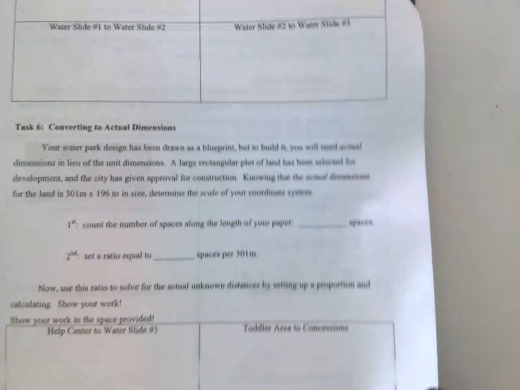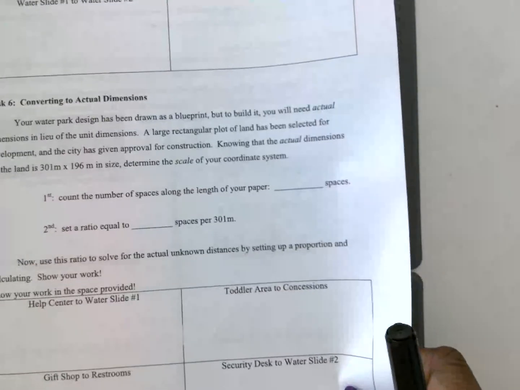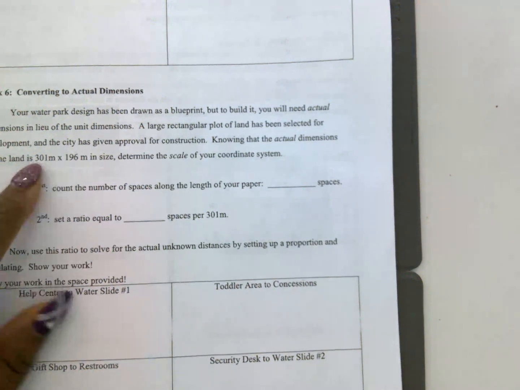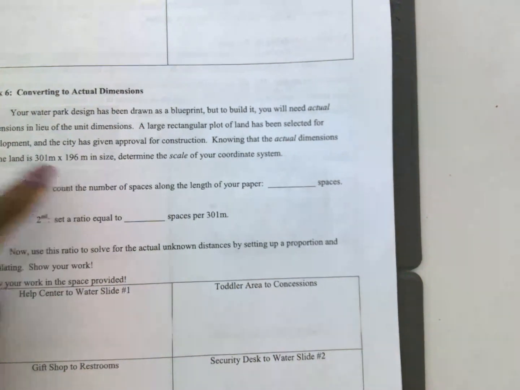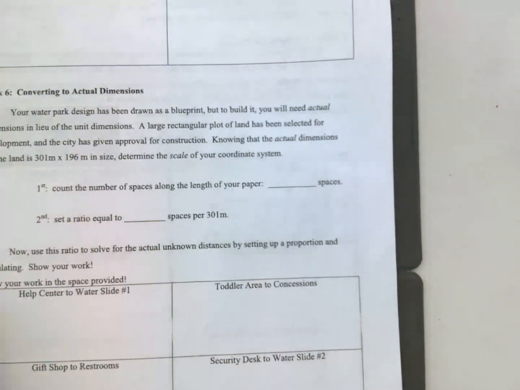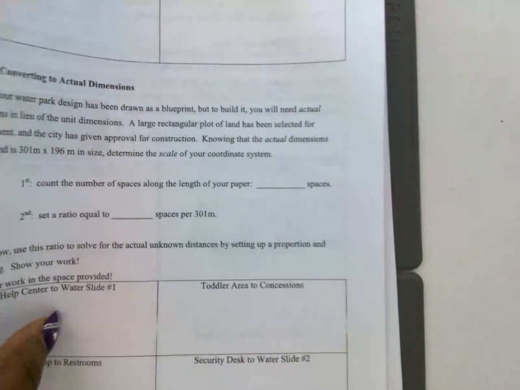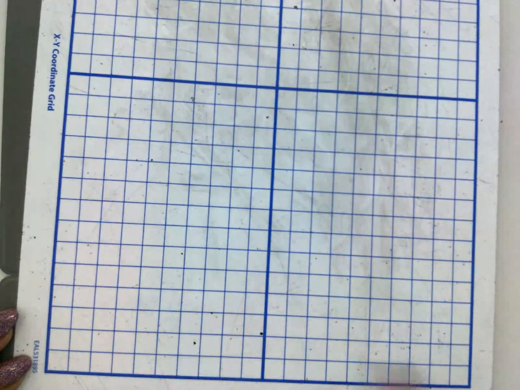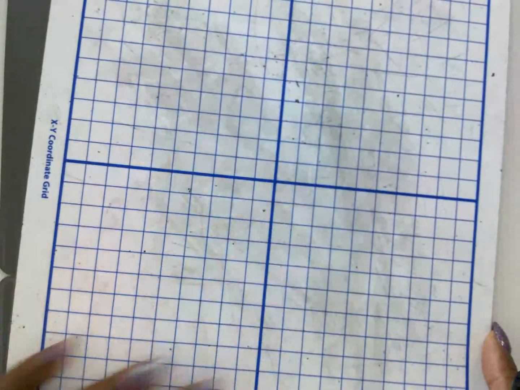All right. Your water park design has to be drawn as a blueprint. That's why we're using a coordinate plane, and we have to figure out the actual dimensions. So we have a large rectangular plot that we have selected. Knowing the actual dimensions here, we're going to determine what that is by using your coordinate plane. So you're going to count the length and the width of your graph paper. So put your graph paper in front of you.